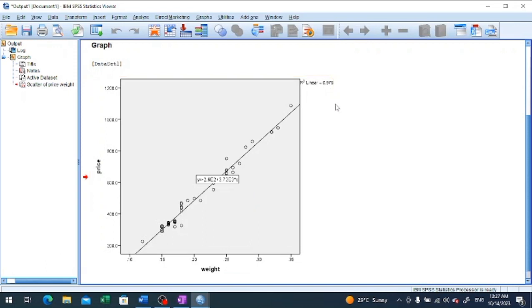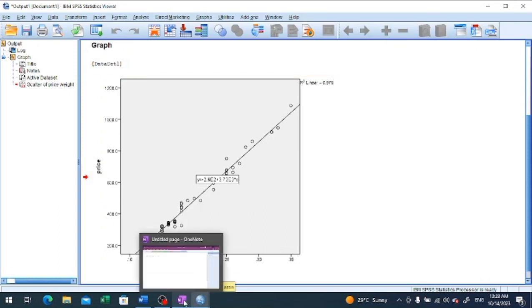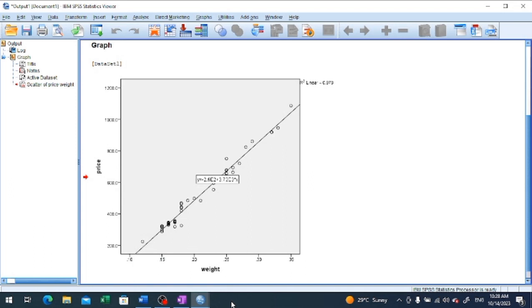How do we interpret R square? R square focuses on the goodness of fit of the model, and we can interpret it as: the fitted regression model is able to explain 97.8% variation in the price of diamonds due to the variation in its weight. Furthermore, we can copy this equation into OneNote and write it down appropriately, because currently it is written in exponent version: Y is equal to 2.6E2 plus 3.72E3 times X.